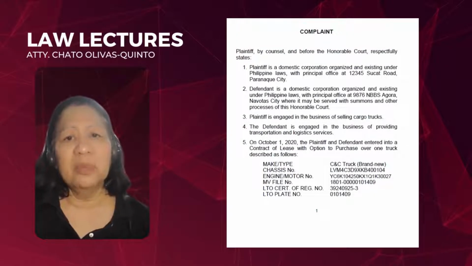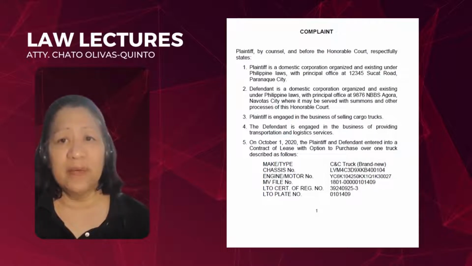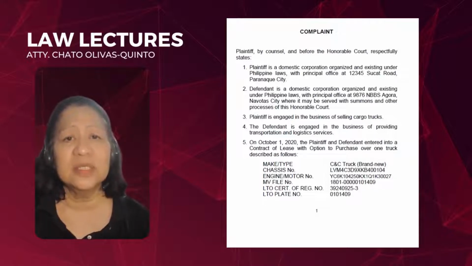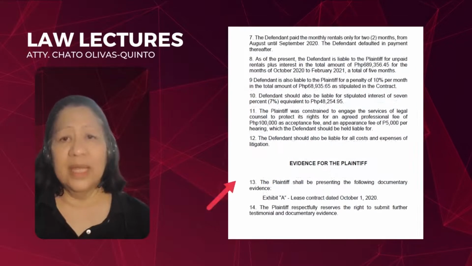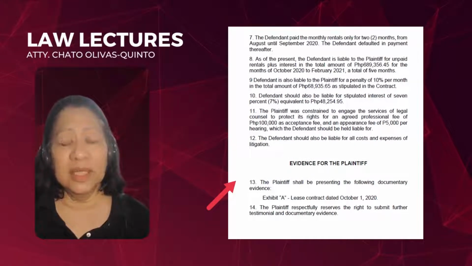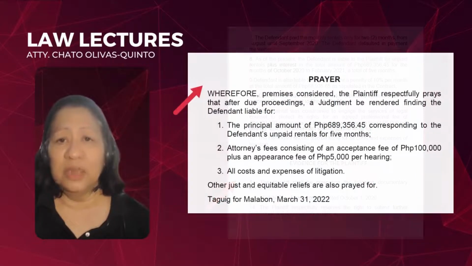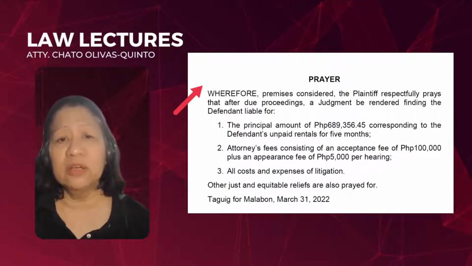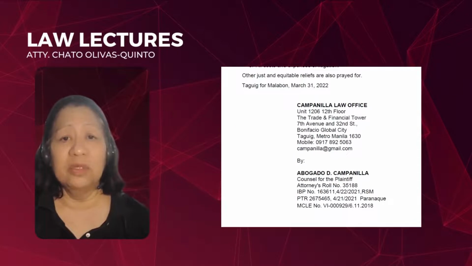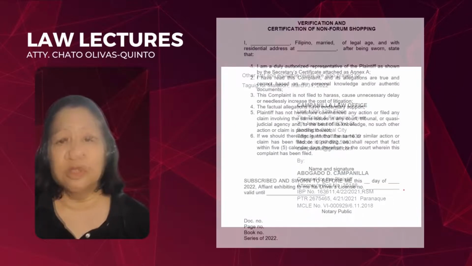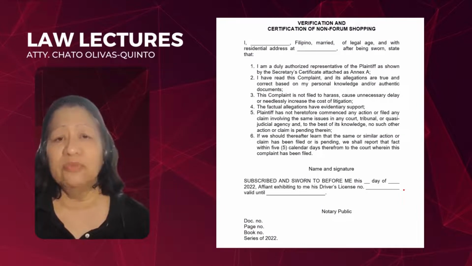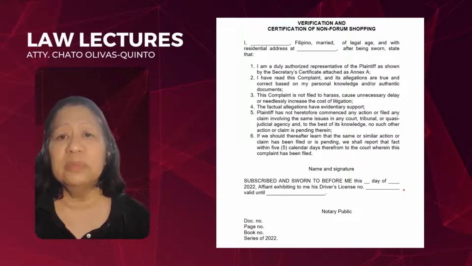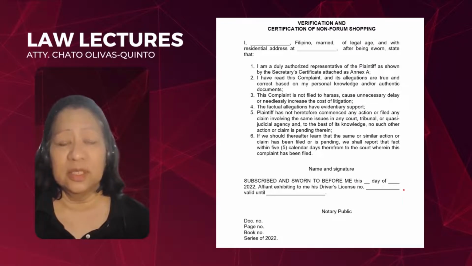Now, in the body of the complaint, you will see the allegations of facts through which the plaintiff seeks to establish his or her cause of action. The latter part of the body will state the evidence that the plaintiff will submit. The body will end with a prayer or a statement of the reliefs sought. This will be followed by the lawyer's signature, which will be followed by a verification, and which in turn will be followed by a certification of non-forum shopping, which we will be discussing later in this video.